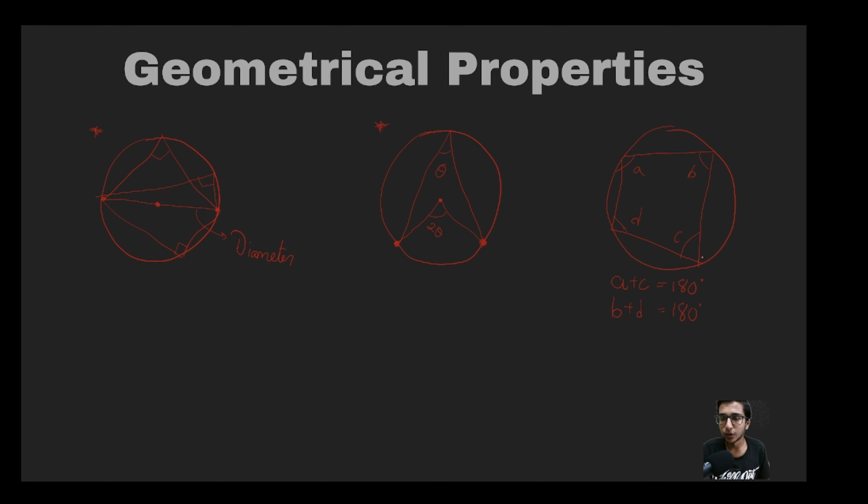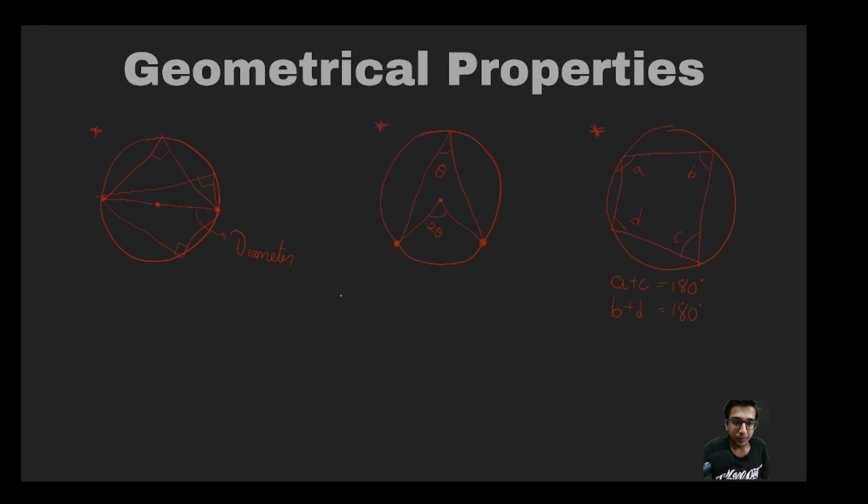Again, these are two important things that you need to remember about any quadrilateral, be it a square, a rectangle, or a parallelogram. Again, quadrilateral is a four-sided shape. So any four-sided shape inside a circle would have these properties. The sum of alternate angles is equal to 180 degree.